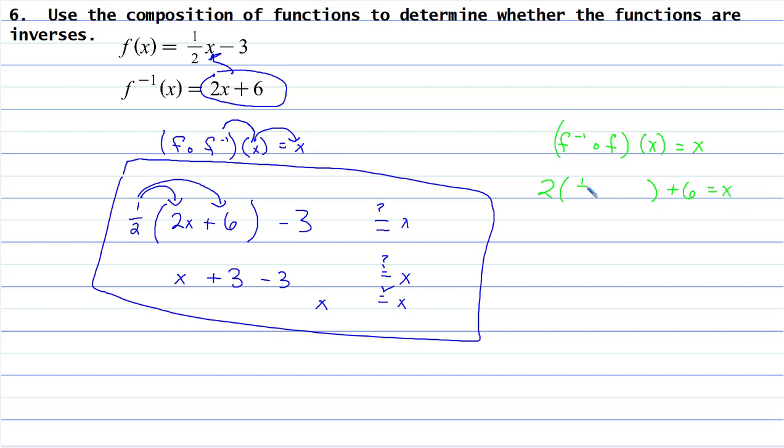My input was 1/2 x minus 3. I distribute both of those. 1/2 times 2 is going to give me 1, so x. 2 times -3 is going to give me -6, plus 6. Those cancel out, leaving me x is equal to x. And so it works.